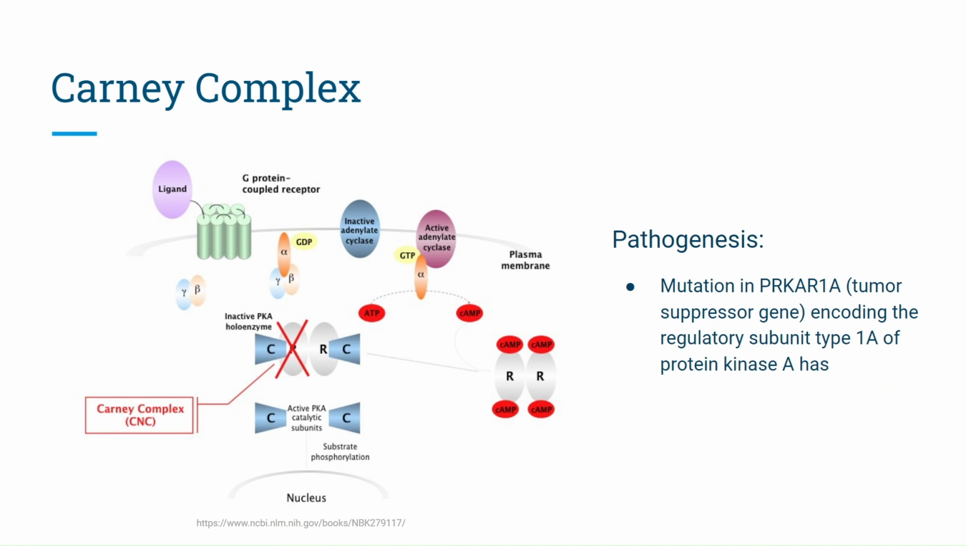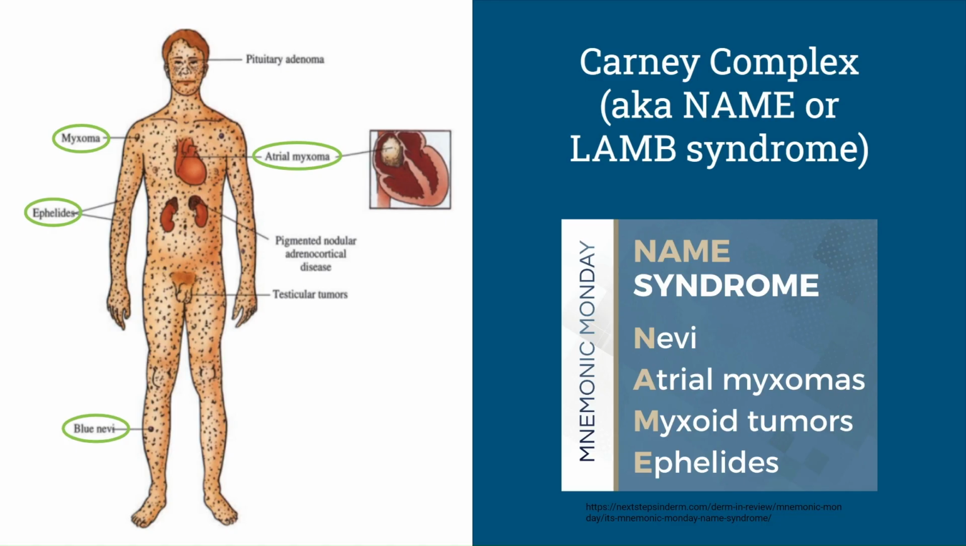So here is a good way to depict this: we have a certain subunit out, so we might not be able to cycle through the G-coupled receptor proteins' downstream products quite as readily. So Carney complex, you can also see it often named as NAME syndrome or LAMB syndrome, and that helps isolate through a mnemonic what findings are specific in that phenotypical presentation.